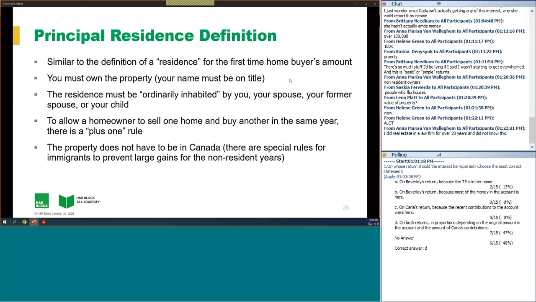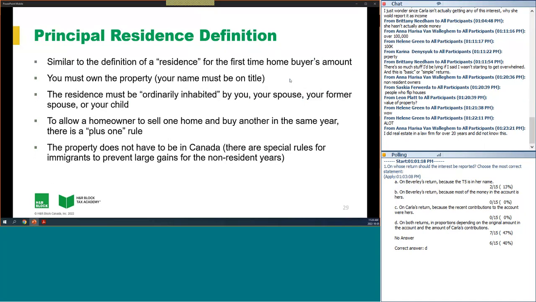So let's talk about a principal residence. First of all, it has to be a home that you can live in. So just like first-time homebuyer amount, this isn't going to count if it's a home that doesn't have plumbing and electricity, because it's not a home you can live in. If you have a building and a property, you can't just call it your principal residence. You actually have to have a place you can live in. Okay? You have to own it. So whoever owns it has to report the sale when they sell it.